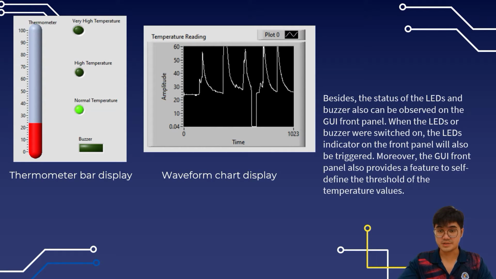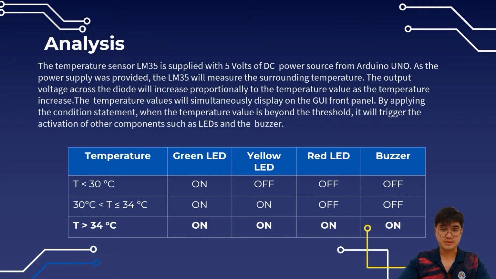Moreover, the GUI front panel also provides a feature to self-define the threshold of the temperature value. The temperature sensor LM35 is supplied with 5 volts of DC power from the Arduino Uno. As the power supply is provided, the LM35 will measure the surrounding temperature. The output voltage will increase proportionally as the temperature increases. The temperature values will simultaneously display on the GUI front panel.